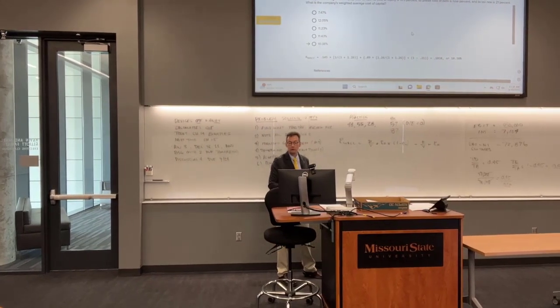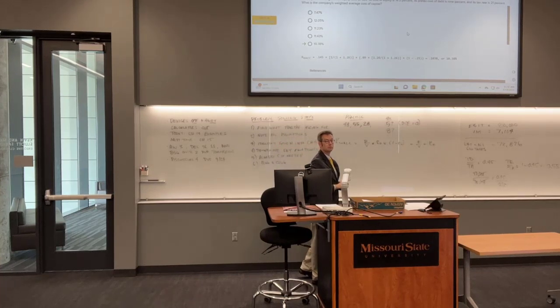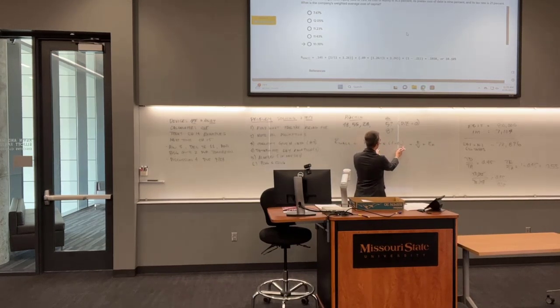Do we know the required return on the debt? Yeah, it's 9%. Now, they said this is the before tax cost of debt. If they said it was the after tax cost of debt, I would substitute it in for this whole thing, right? Because this is the after tax cost of debt. This is the before tax cost of debt. Does that make sense? Because this is our taxes.